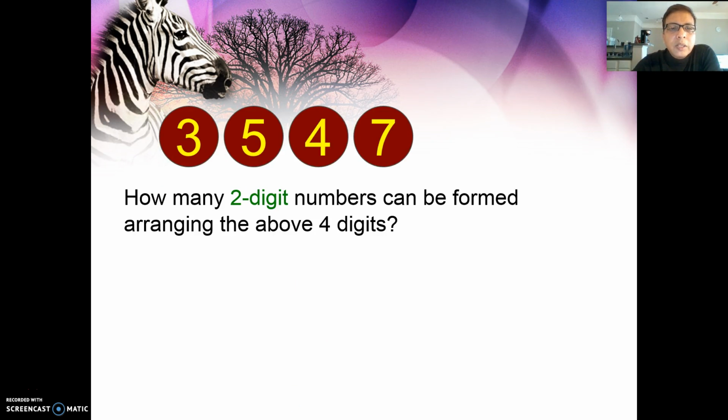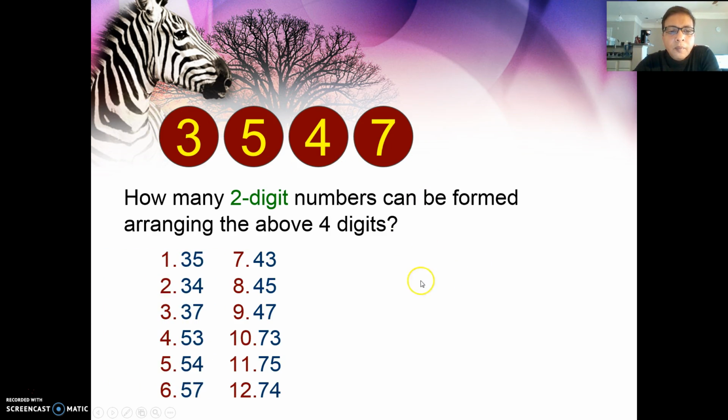Now let us consider this problem. There are 4 numbers, 3, 5, 4, 7. How many 2-digit numbers can be formed by arranging the above 4 digits? So we have 4 objects now. We can enumerate the complete list: 35, 34, 37, 53, 54, 57, 43, 45, 47, 73, 75, 74, and the answer is 12.